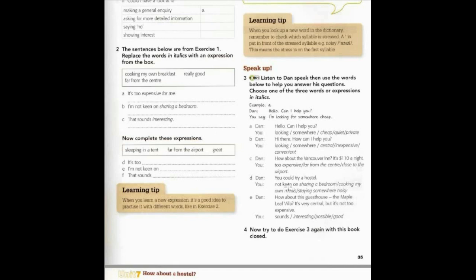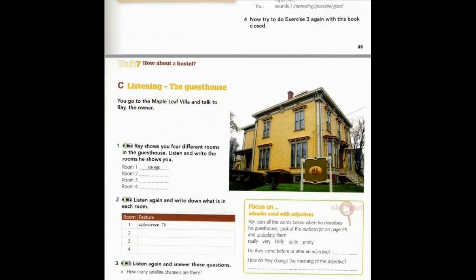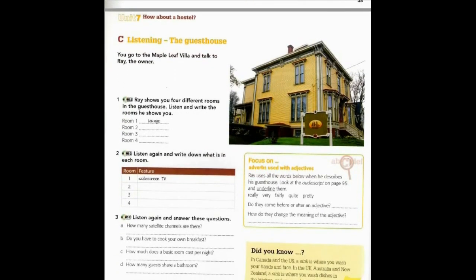And how could I say that? I'm not keen on staying somewhere noisy, okay? Well, for the last one, we can express that with a possible sentence. We can say that sounds interesting, or that sounds good. So these sentences we can use. Now try to do exercise 3 again, while the book is closed. Try to do it yourself more than once. Let's listen to the guest house.